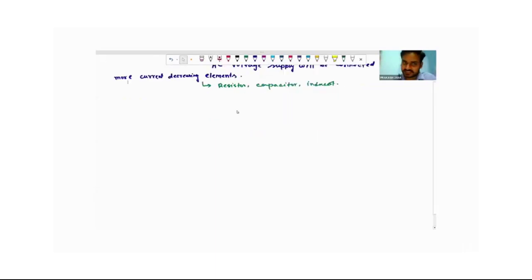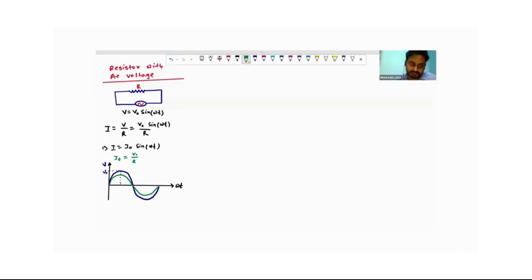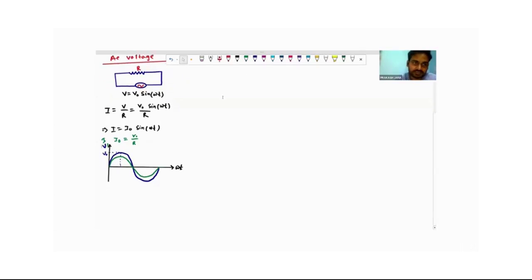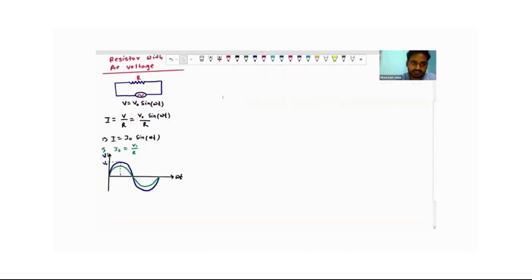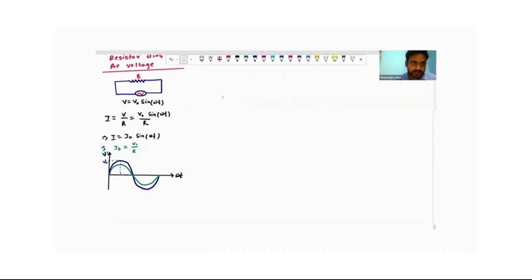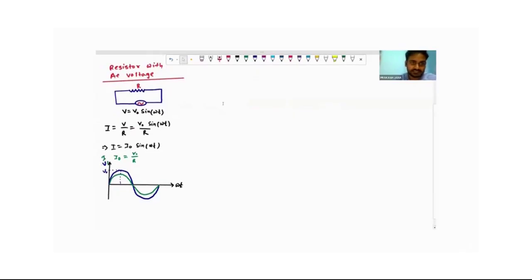So this will be the expression for current. Here we plotted along the y-axis V and current I. V, that is the voltage supply, is in blue color, and the current is plotted in green color. We will not stop here. We will draw the phasor diagram as well. Let us draw it.